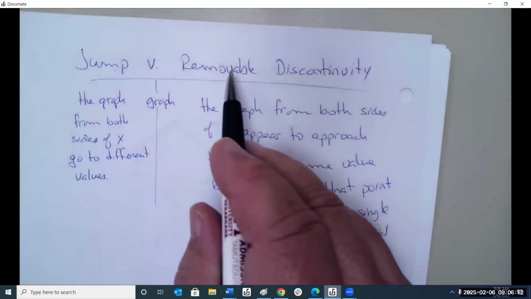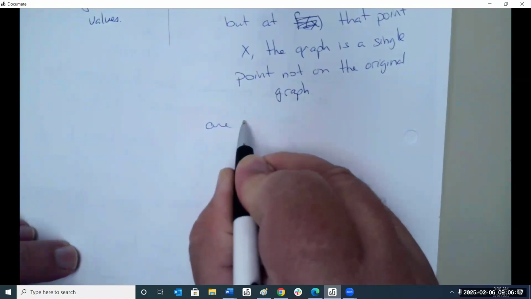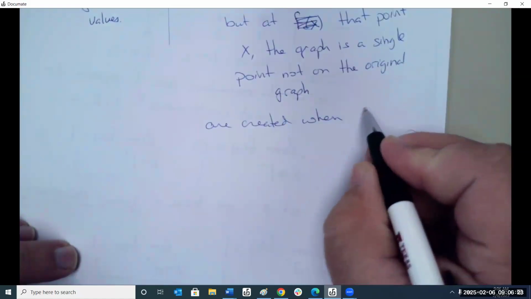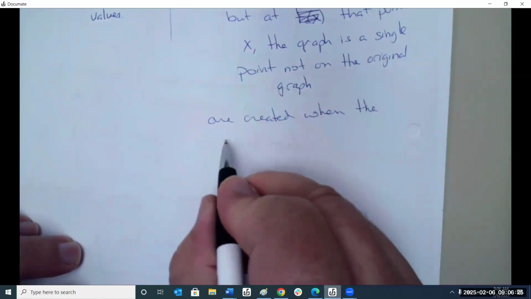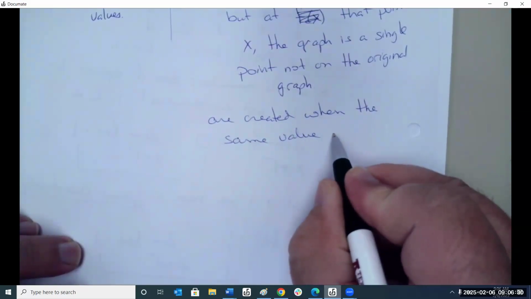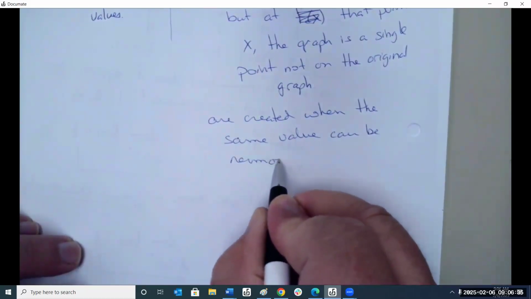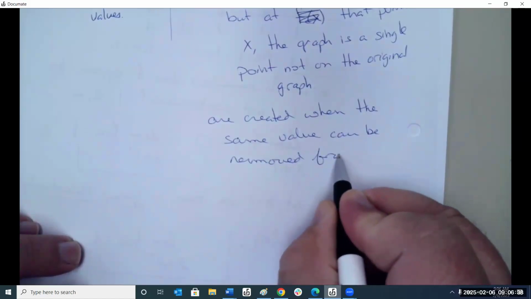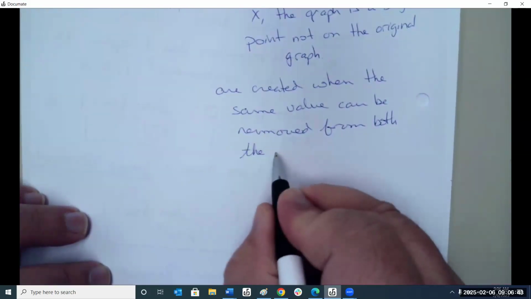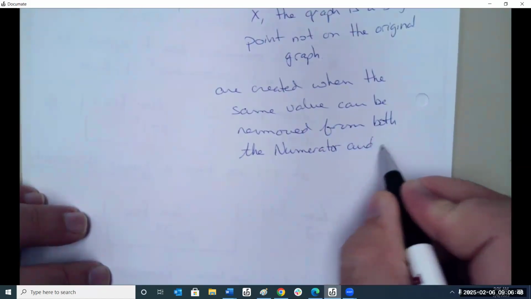So removable discontinuities. Removable discontinuities are created when the same value can be removed from both the numerator and denominator.